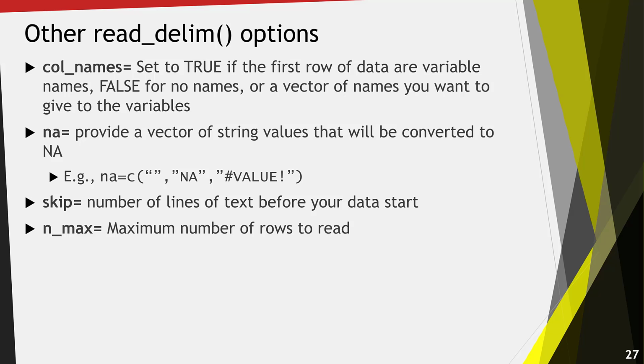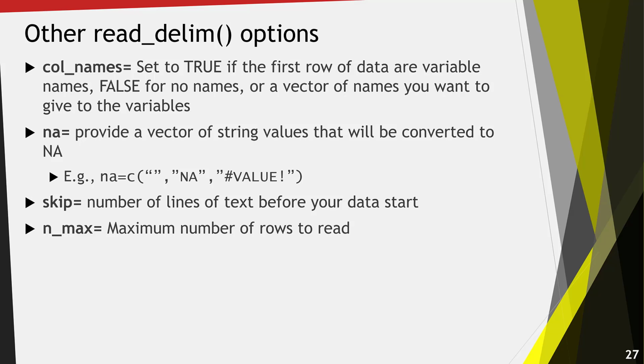There are some other common options to these readers as well. Col_names, if you set to true, will read the first row of data as variable names. This is the default behavior. If you specify false, it's not going to use variable names and will create its own variable names for every column. Lastly, you can provide a vector of names that you want it to give to all of the variables in your data set.